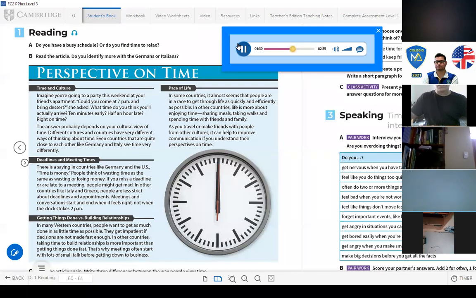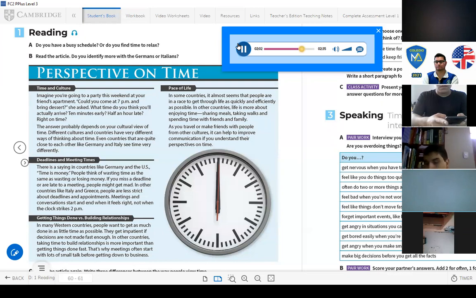Getting things done versus building relationships. In many Western countries, people want to get as much done in as little time as possible. They get impatient if decisions are not made fast enough. In other countries, taking time to build relationships is more important than getting things done fast. That's why meetings often start with lots of small talk before getting down to business.